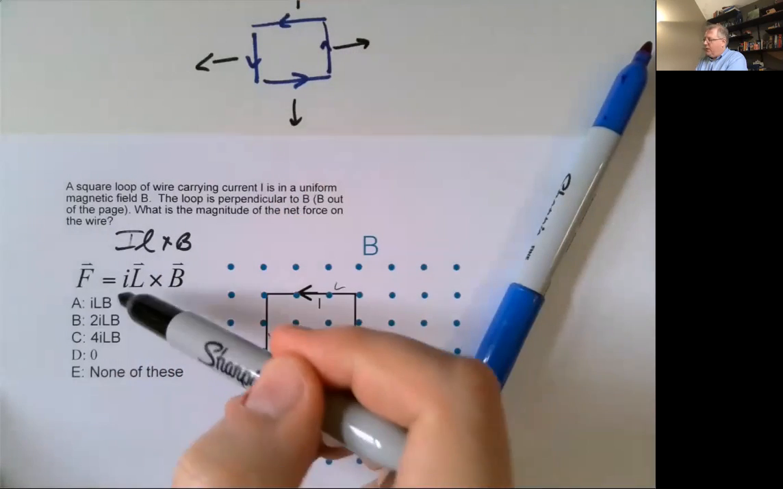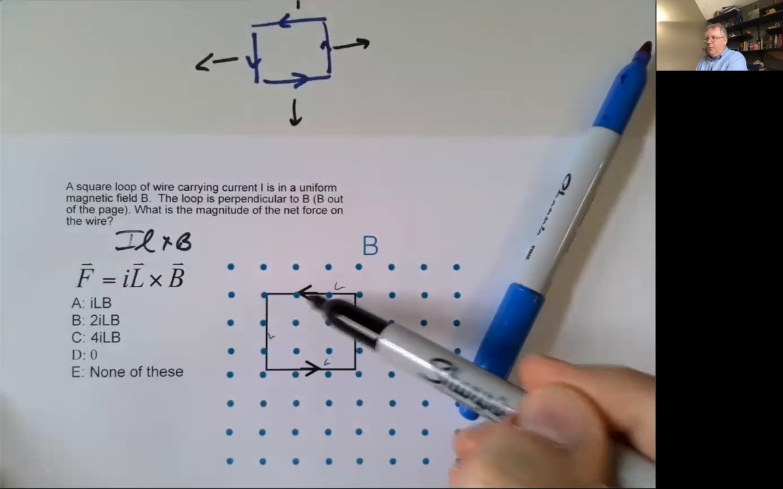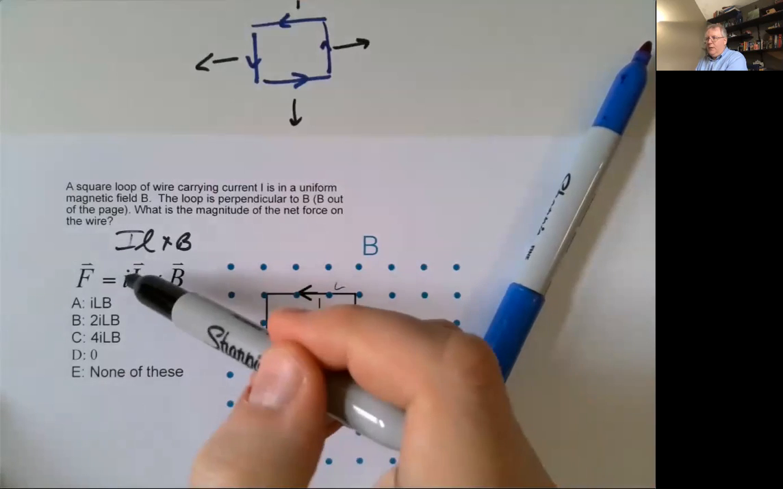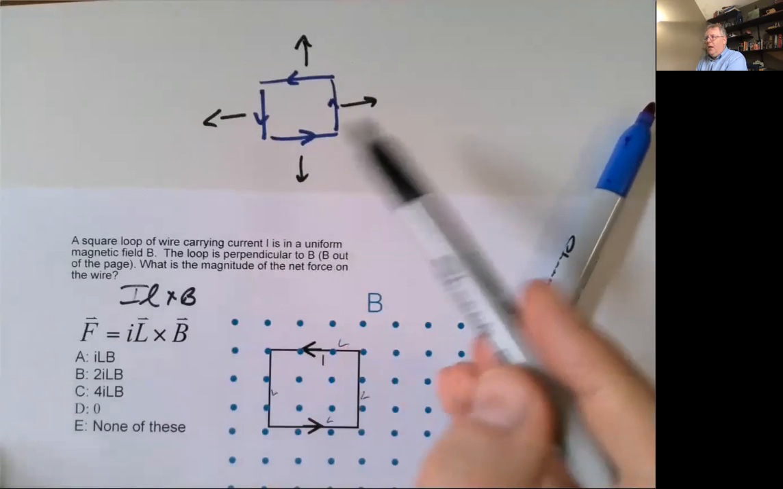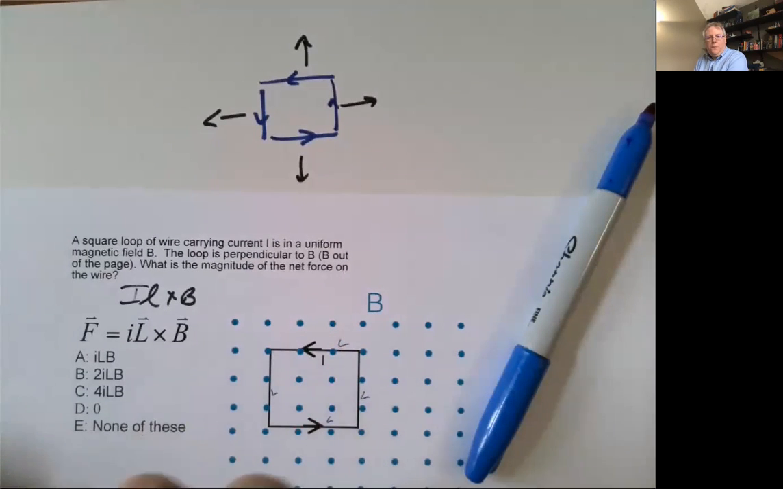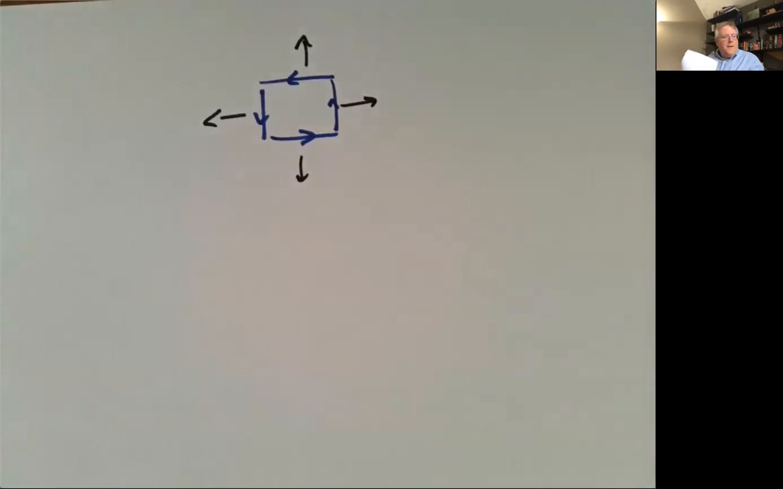The size of each of these is the same because it's the same length, the same B field, and the same current. So the size of each one of these four black arrows is the same. And so nothing happens to this loop. This loop feels no force at all. This is a very boring example. We'll get to less boring examples later on. So that gives you the idea of what's going on.